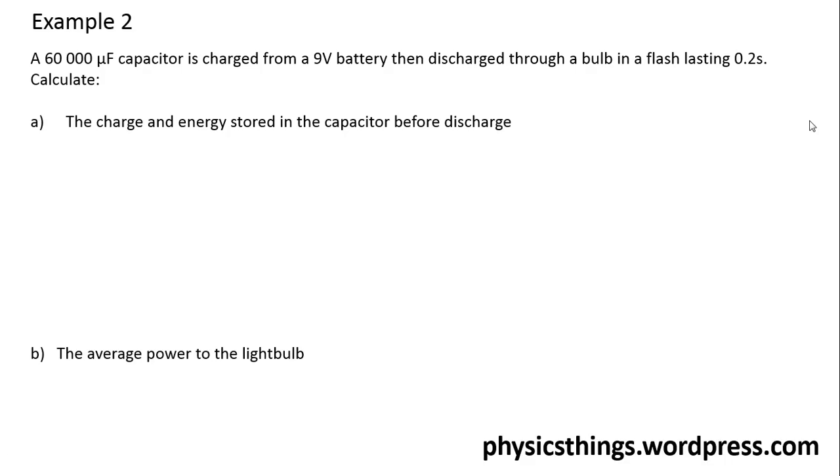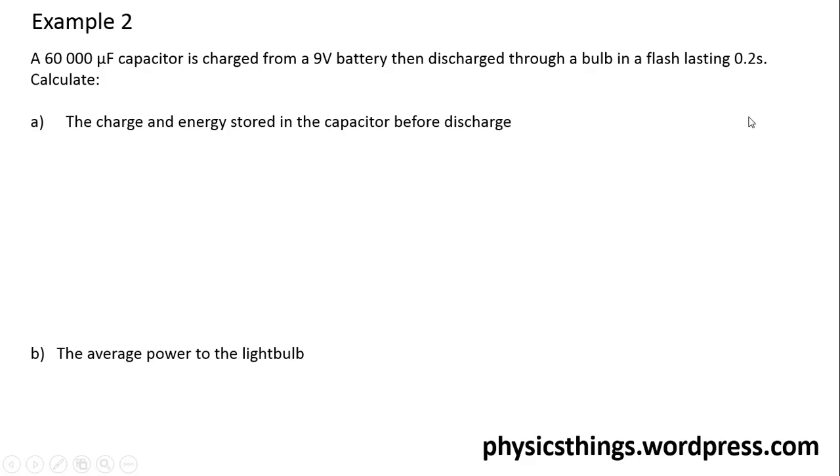Let's have a look at another example. If a 60,000 microfarad capacitor is charged from a 9-volt battery, it's discharged through a bulb in a flash that lasts 0.2 seconds. First thing we want to calculate here is the charge and the energy stored in the capacitor before it is allowed to discharge.